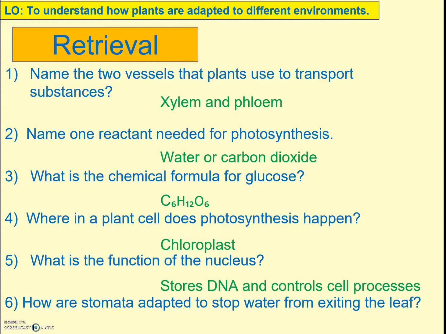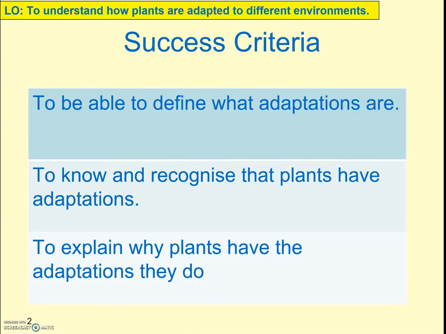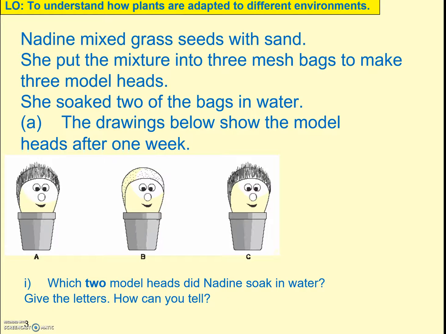And finally, how are stomata adapted to stop water from exiting the leaf? They can open and close the guard cells. So our success criteria for today's lesson is to be able to define what adaptations are, to know and recognize that plants have adaptations, and to explain why plants have the adaptations they do.